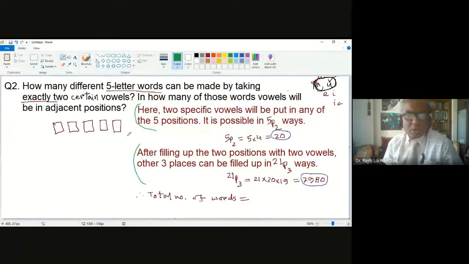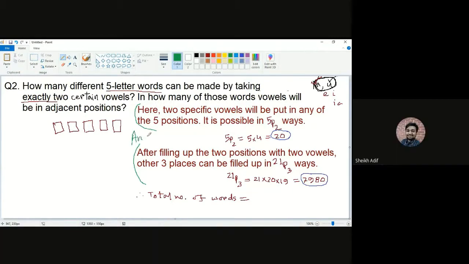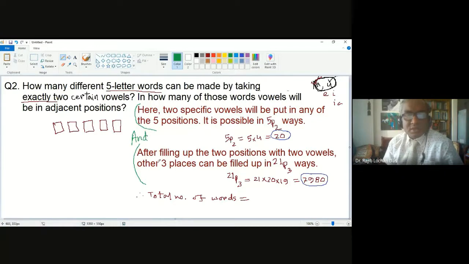Is it "or" or "and"? Will you take two vowels and three consonants? Or yes, we will take two vowels or three consonants? This is the situation. Not "or" actually, sir. It is an "and" situation. So be careful about that.